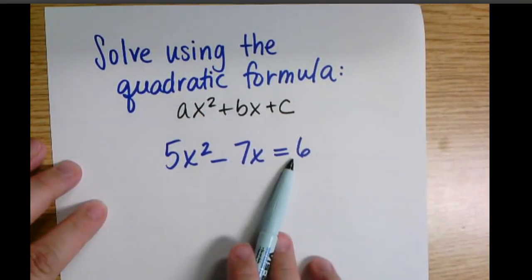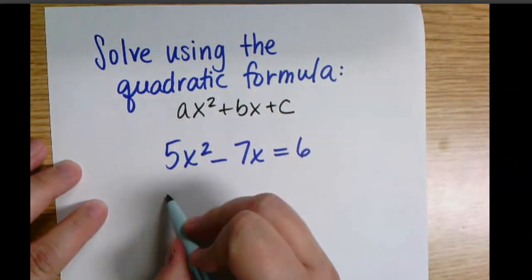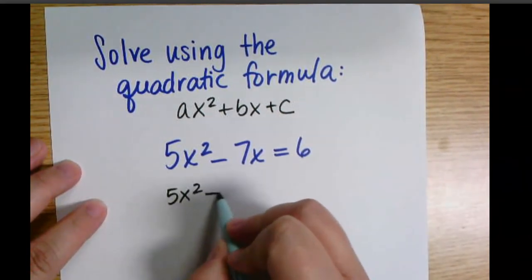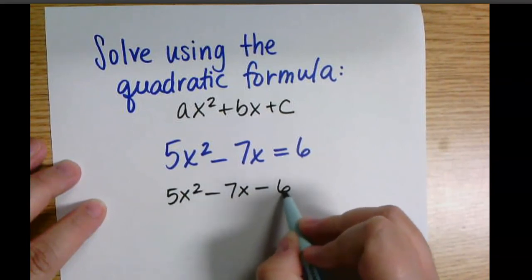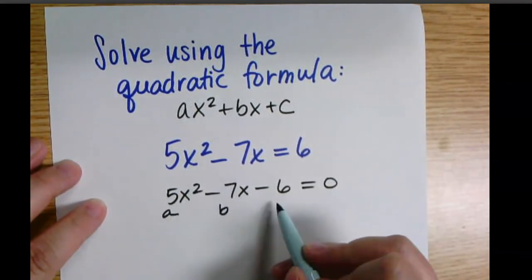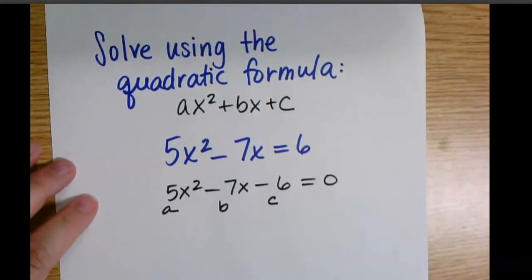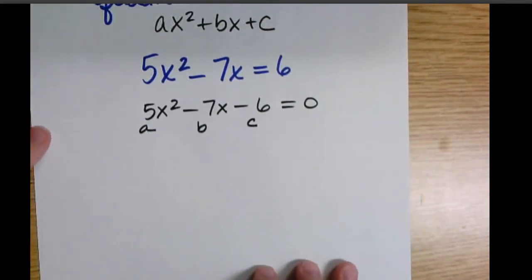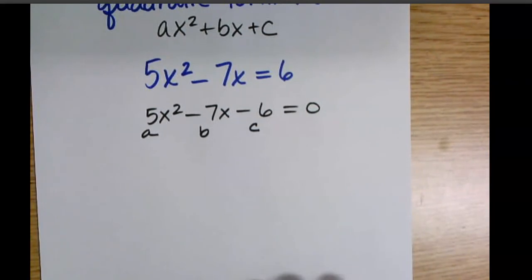So we have to go ahead and move this 6 so that we have standard form on the left and 0 on the right. And now I say that A is 5, B is -7, and C is -6. So now I'm ready to plug into the quadratic formula.